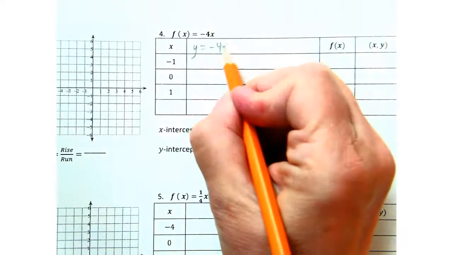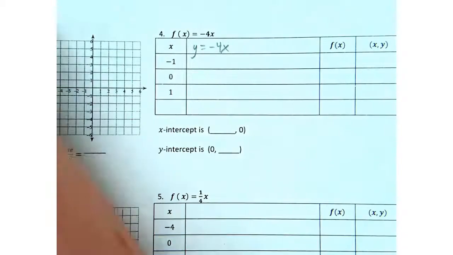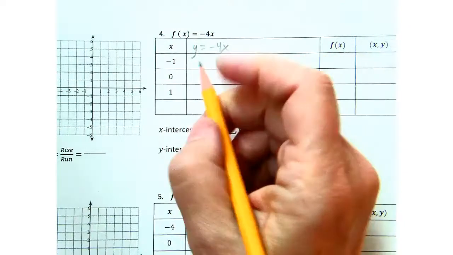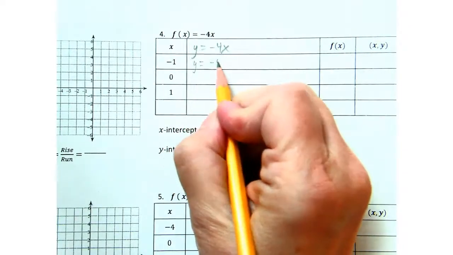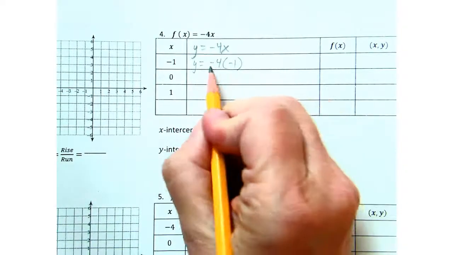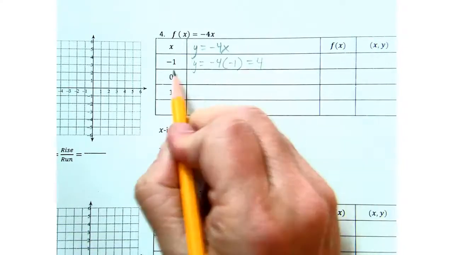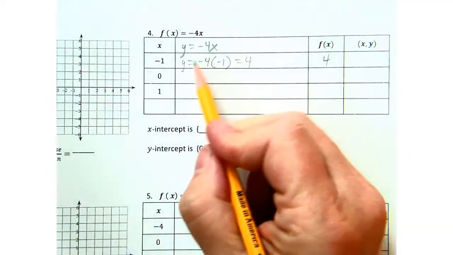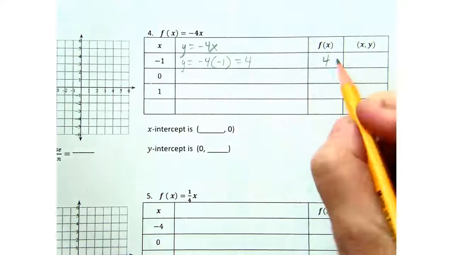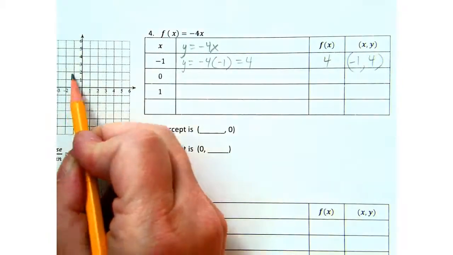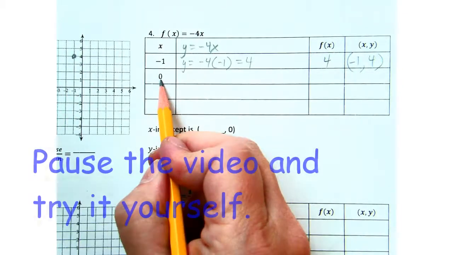Example 4. Y equals -4 times x. Start by replacing x with -1. This gives us y equals -4 times -1, or y equals +4. Our first point then is (-1, 4). Graph this point. Pause the video and finish this example yourself.